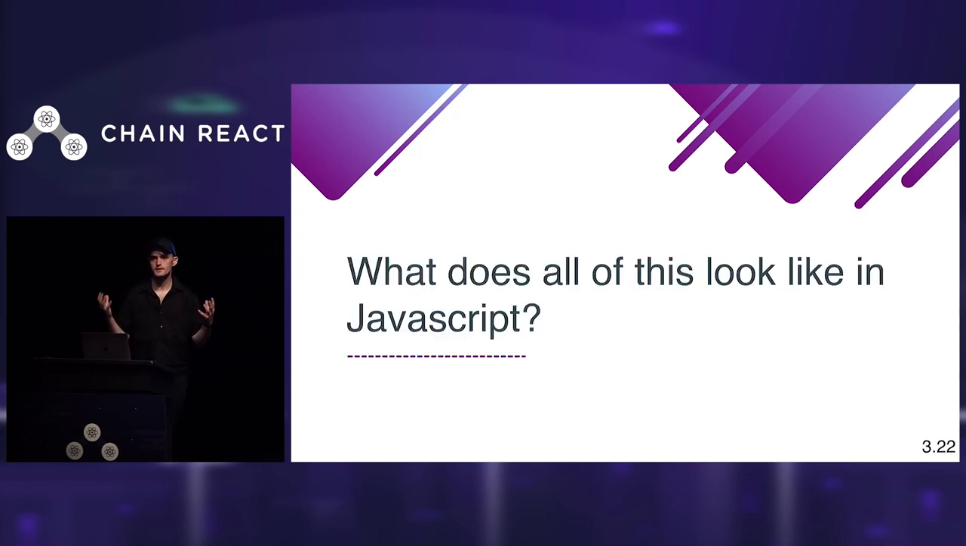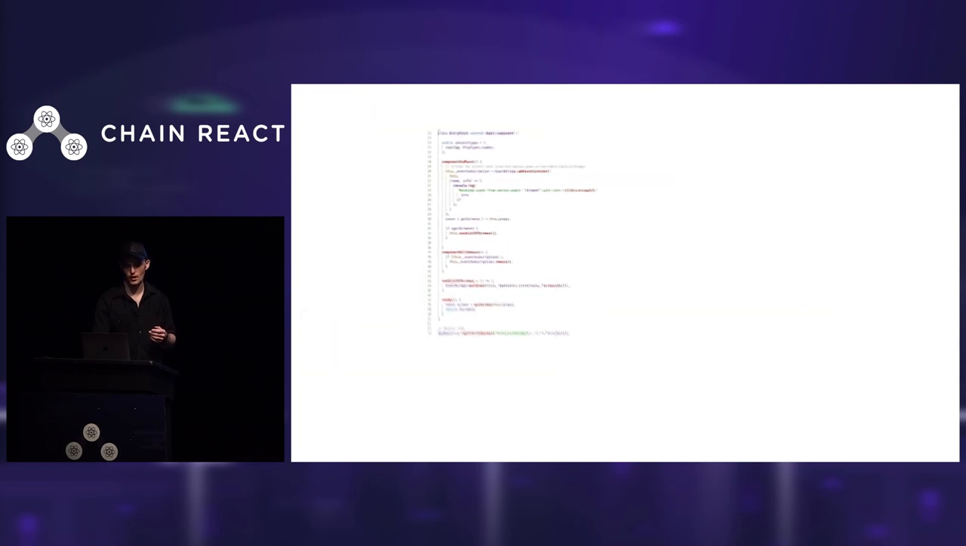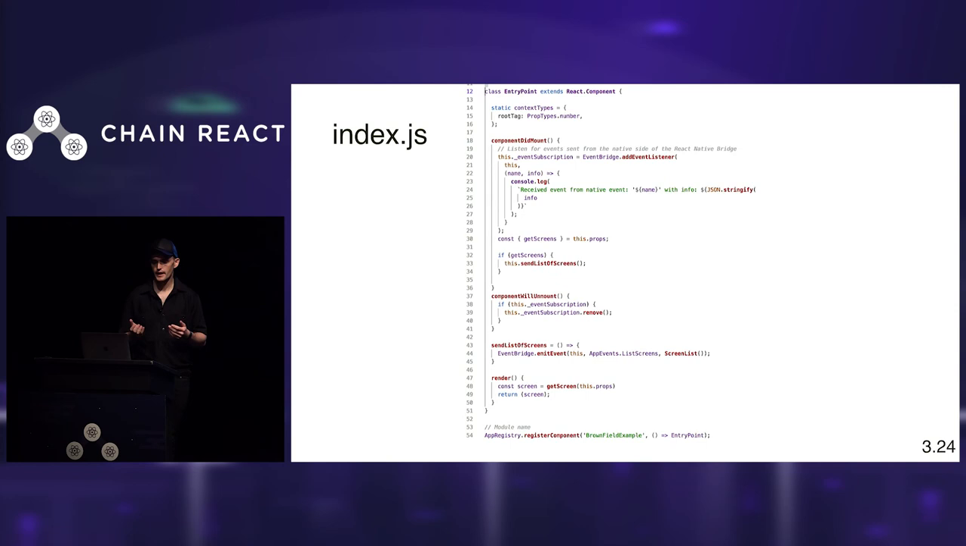Okay, let's zoom out and see, in totality, all the JavaScript code that went into powering this application. So what does the entry point for this look like in JavaScript? Well, just like a normal React Native app that you would create, it has a place where you register your module, and it has a render function, componentDidMount, componentWillUnmount. In the render function, though, I call a function called getScreen.